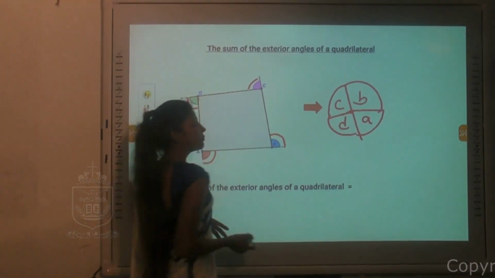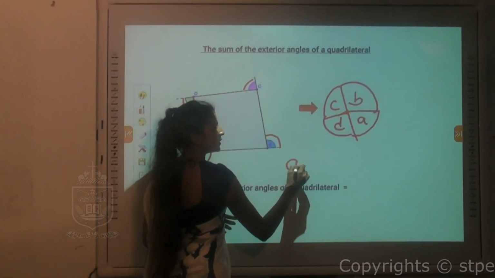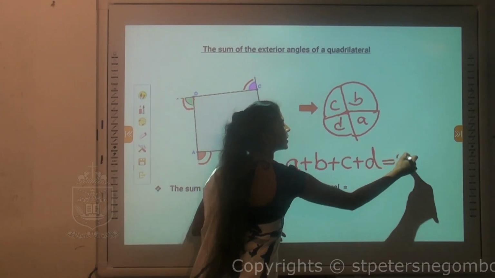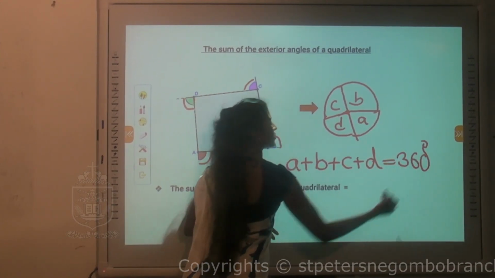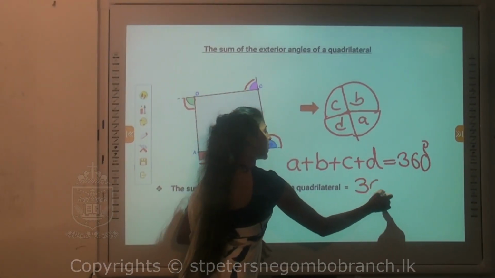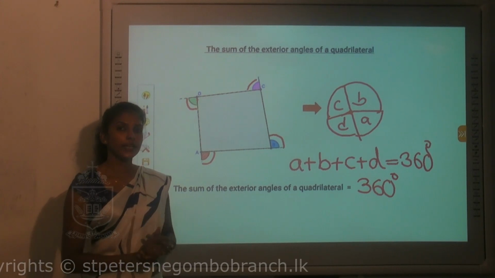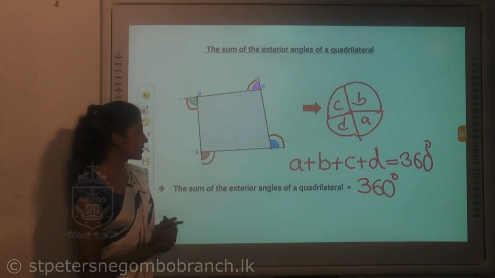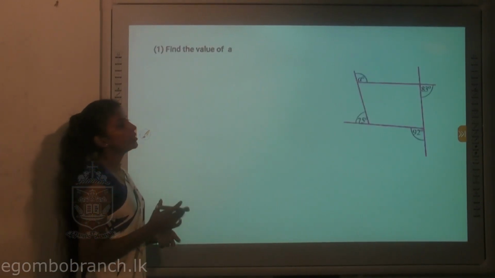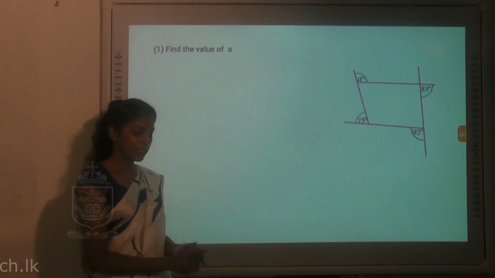We know that the sum of the angles around a point is always 360 degrees, which means A plus B plus C plus D equals 360 degrees. So what we can conclude from this activity is that the sum of the exterior angles of a quadrilateral is always 360 degrees. Right, let's move to some calculations based on the theory we learned.